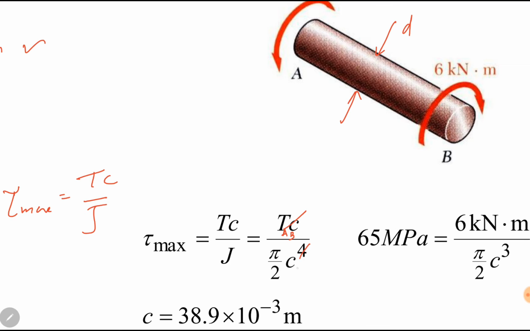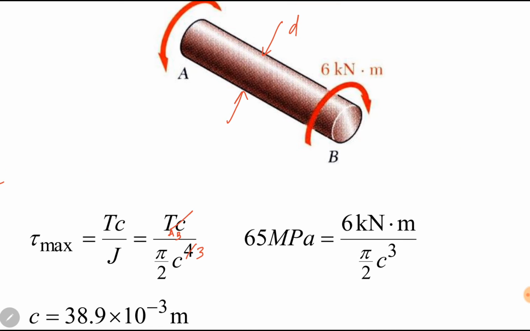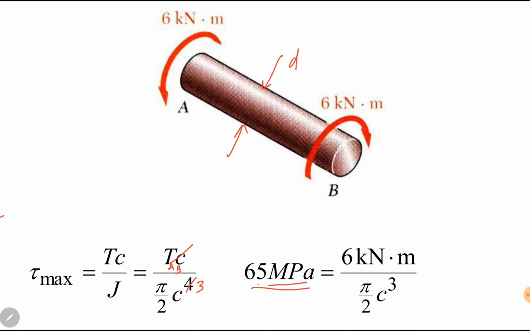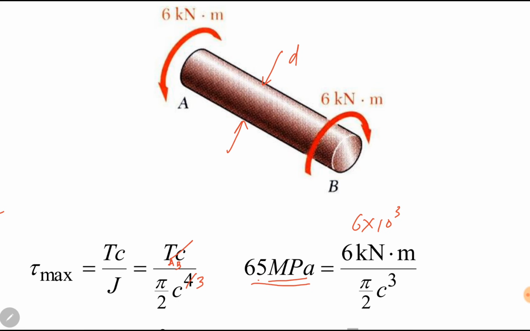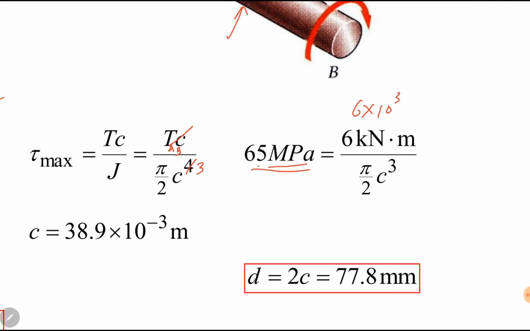For a solid shaft, J is pi by 2 C power 4. This C and this C can be cancelled, and here will be C power 3. Tau maximum is given in part number 2, it is 65 megapascal. T_AB has already been calculated on the previous slide, it is 6 kilonewton meter. You can write this 6 as 6 into 10 power 3. Okay, so C becomes 38.9 into 10 power minus 3 meters.